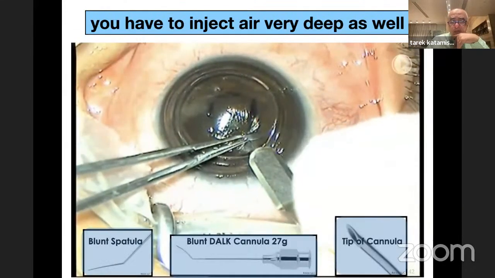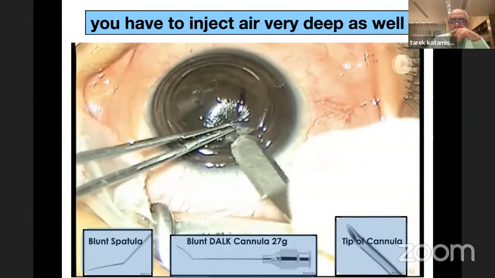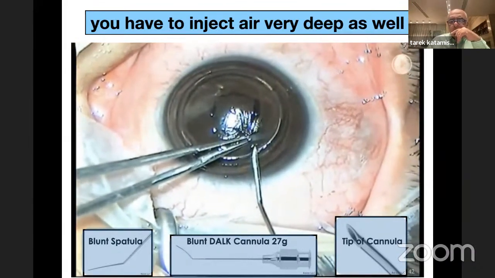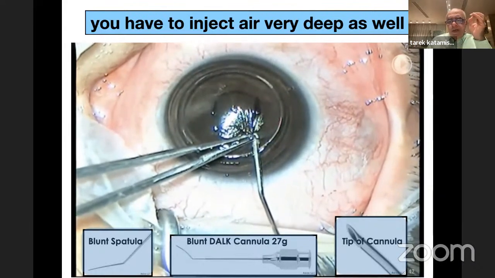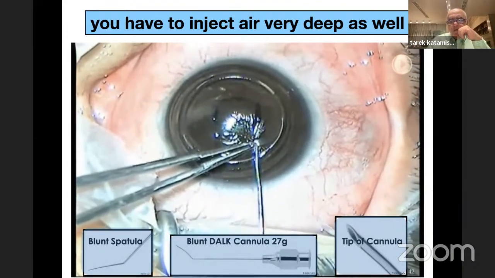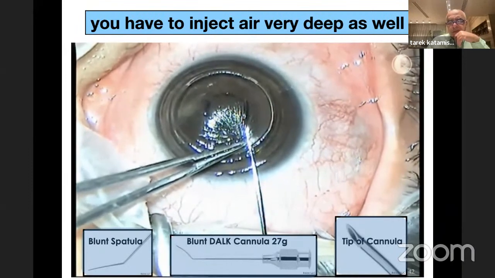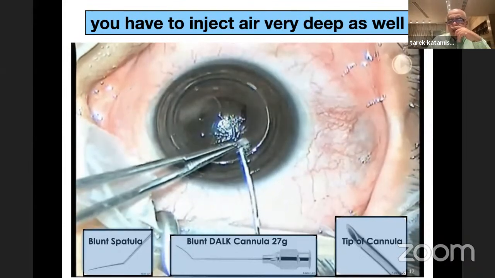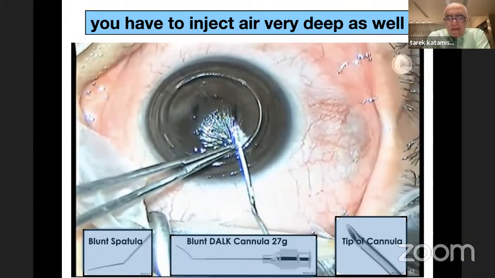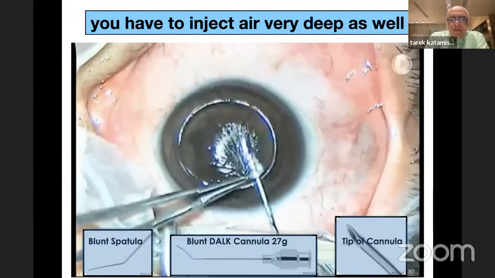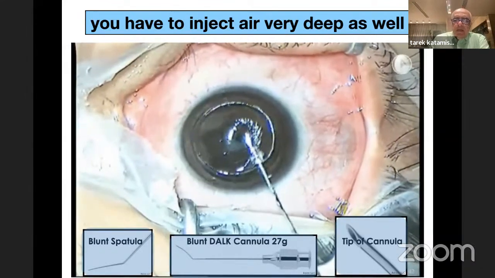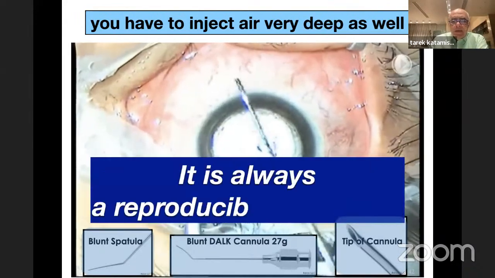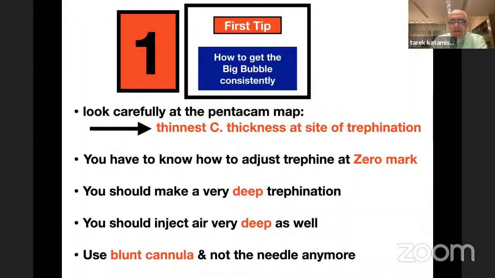Again, I will show you my technique. You open the groove widely. We define the deepest part of the groove. Then we start our tunnel with a sharp insulin needle, only 0.5 millimeter. And then we go with a blunt spatula, very deep. We are not afraid of damaging Descemet's membrane because we are using a blunt instrument. And then we go with the blunt cannula, attached to a 5 cc syringe, and then inject, and you will have the big bubble immediately in the straightforward case, as you see. It is always a reproducible technique.